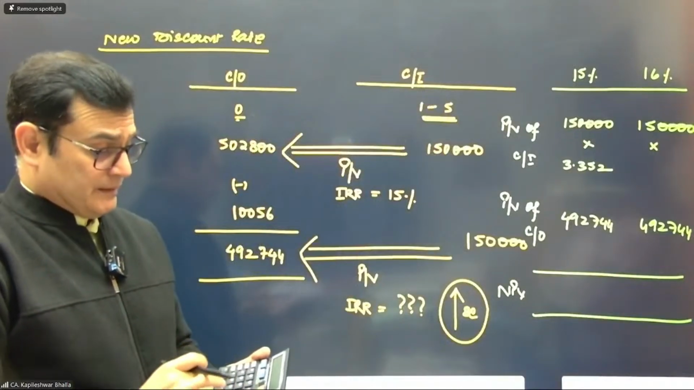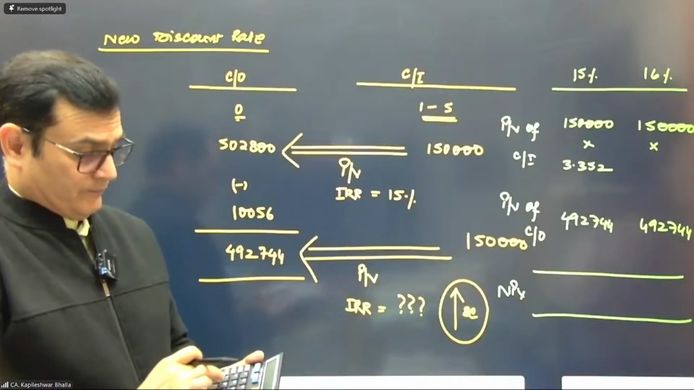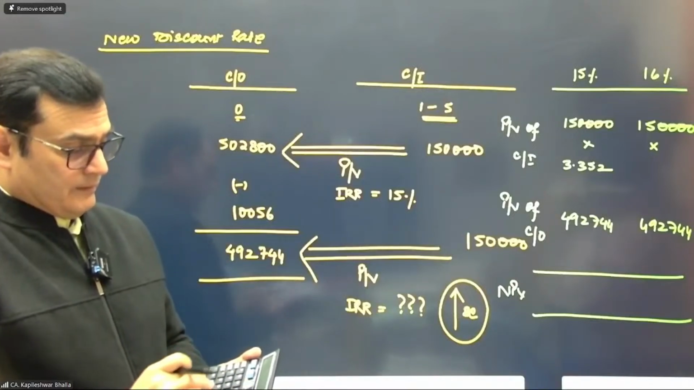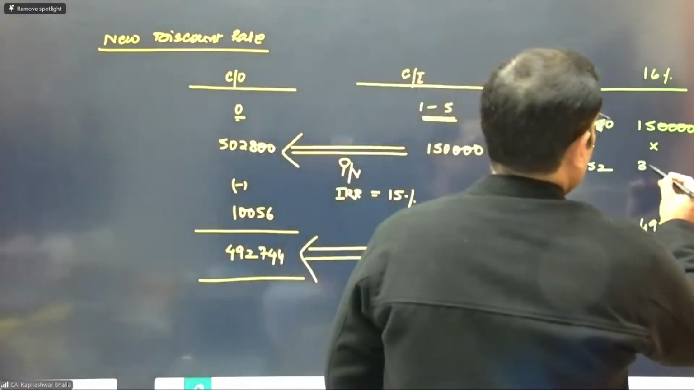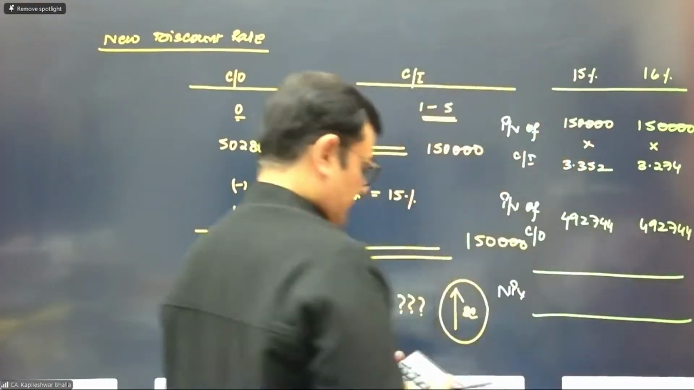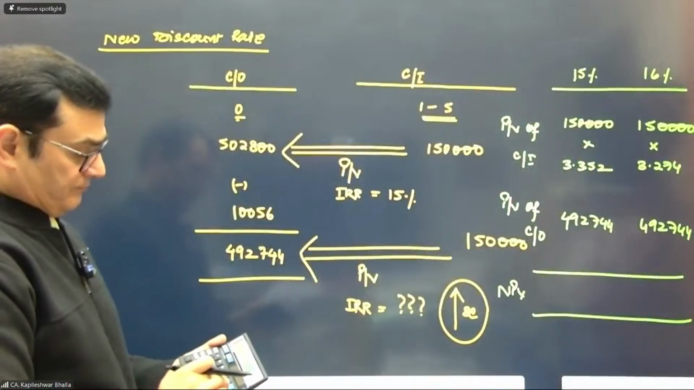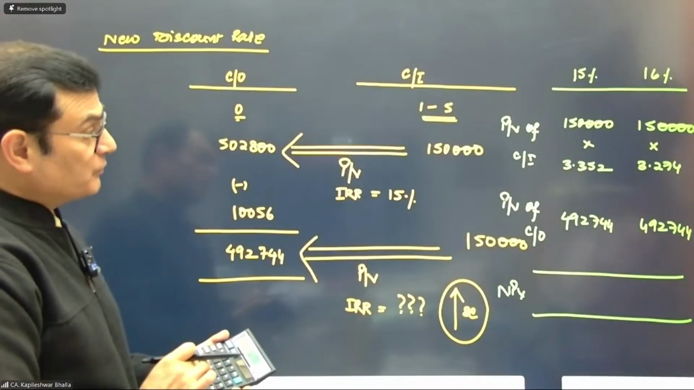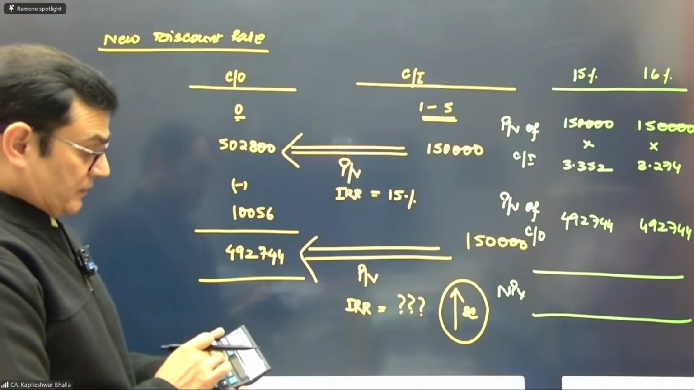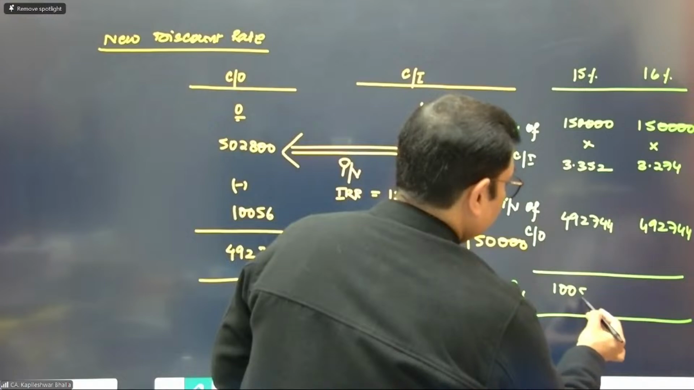And at 16%, I guess it is 3.274. Just vouch for me if the present value factors are correct. Yes, sir. Perfect. So 150,000 into 3.352 minus the outflow is coming to 10,056 positive.